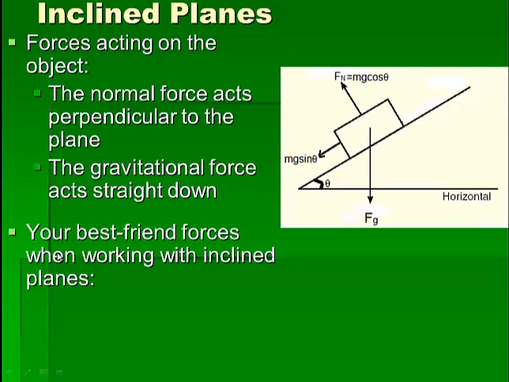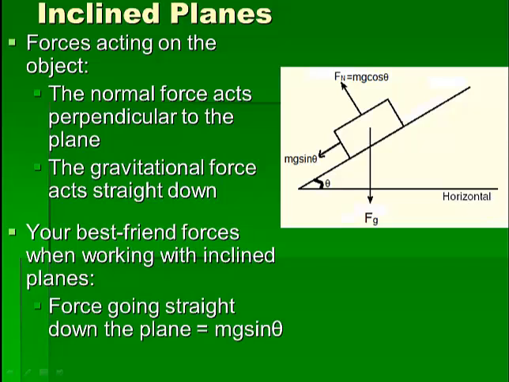So these are your best friend forces when working with inclined planes. I would write these down on your formula sheet. The force going straight down the plane, which I call F down, is equal to mg sine theta. And the normal force, Fn, is equal to mg cosine theta.